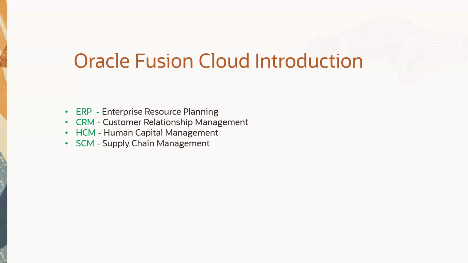HCM provides HRMS, like all the employee-related onboarding, payroll, right? So all the employee-related services will be handled in HCM. SCM provides everything from raw materials to the final product preparation, right? So the entire process can be handled in SCM. All these are needed for a company that is producing something, so for every company this is a must.